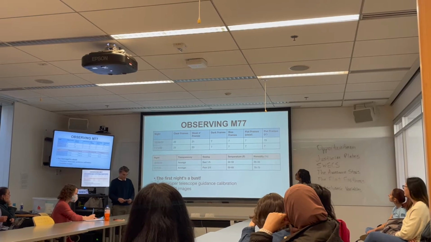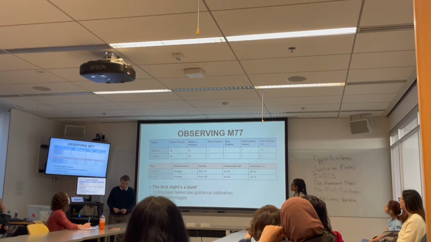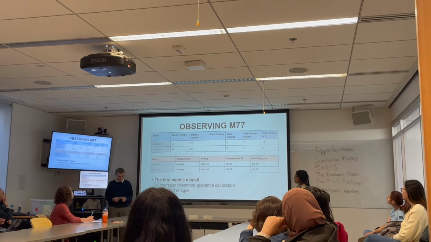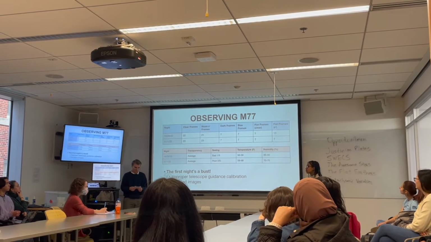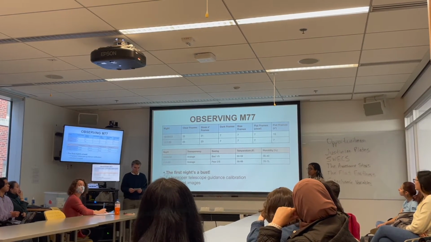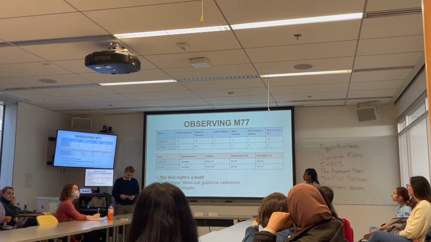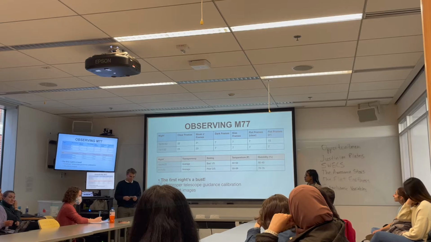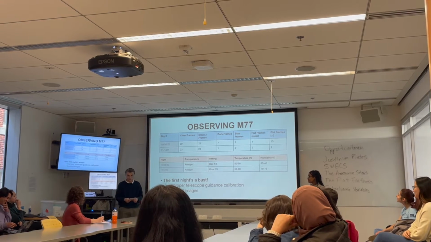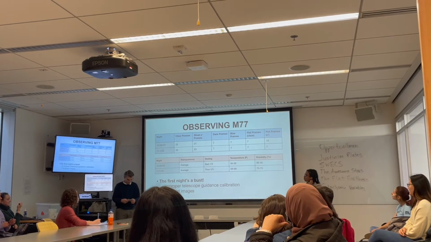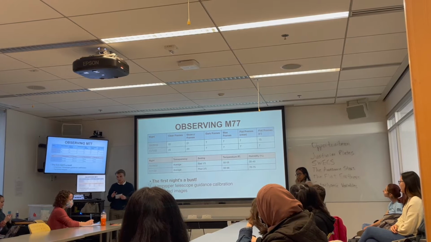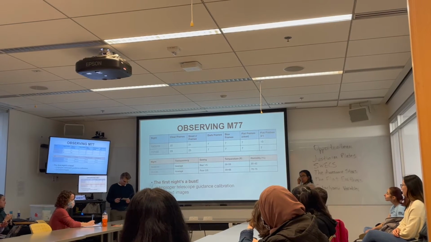So after coming up with the design for our experiment, we began to observe M77. Over 2 nights, we took multiple frames for the clear and Z prime science images, biases, darks, and flat frames for both of the filters. Our first night was a bust due to an improperly calibrated telescope guidance system, which tracks the movement of the galaxy across the sky and keeps it centered in the image.